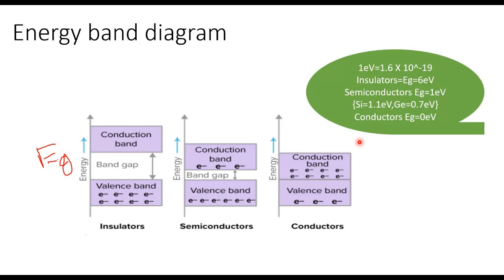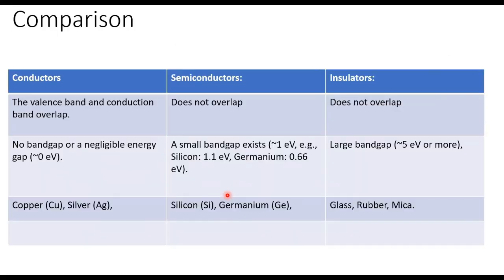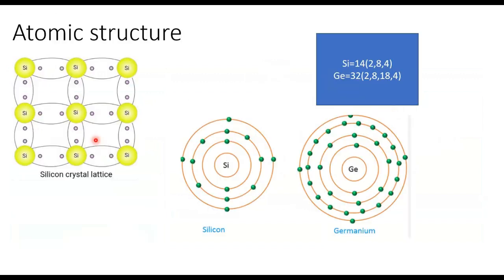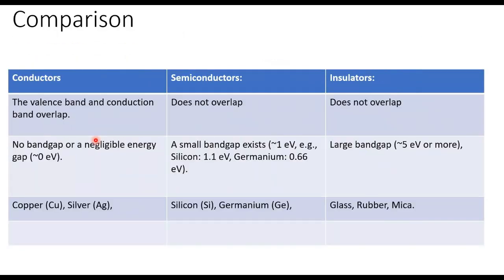We can say that the conductivity of a semiconductor can also be increased by adding some amount of impurity in the pure semiconductor material. This process is called doping. Okay, we'll come to that later. Okay, this is the comparison between the conductor, semiconductor and insulator.